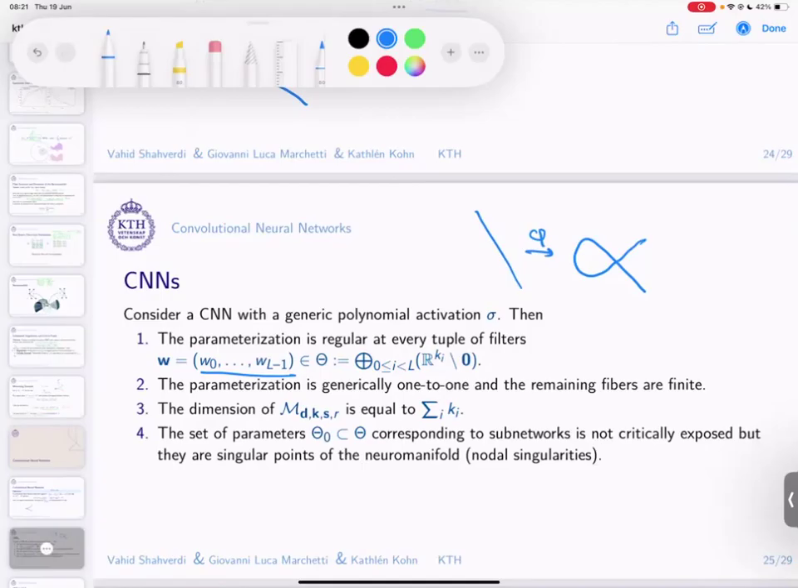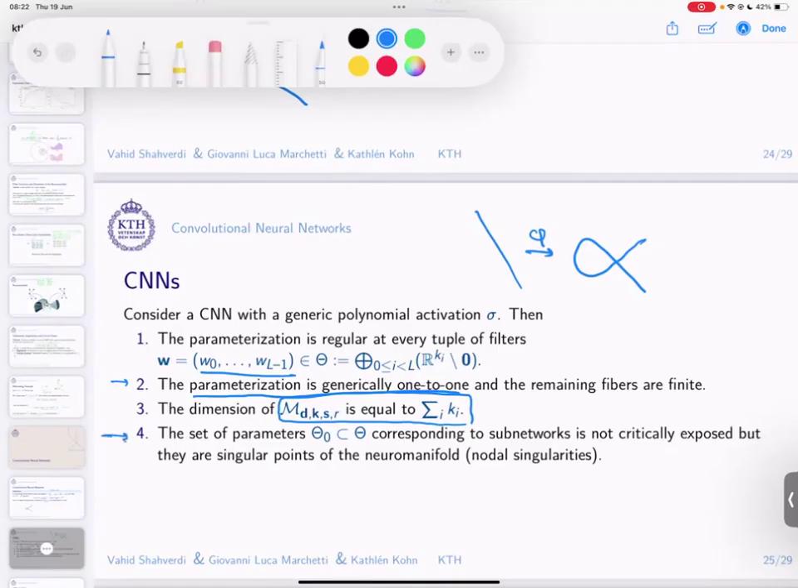And one thing more, which is very similar to this parameterization of the nodal curve: the parameterization of this CNN is generically one-to-one. So every tuple of filters maps to one function, generically. And also the remaining fibers are finite. So there is no positive dimensional set that maps to one function like in the MLP. It's a completely different setting. And based on this property of being generically one-to-one or having a finite map, we can compute the dimension of the neuromanifold, which is again the same as the number of parameters that you have in your network.